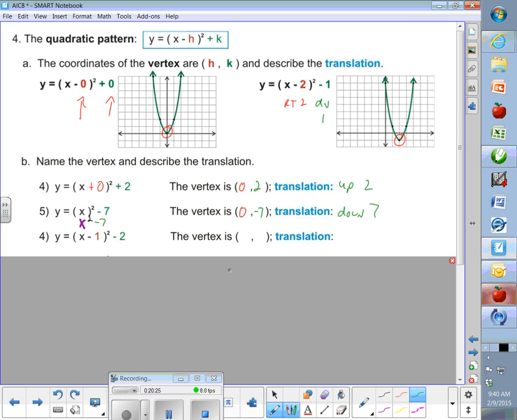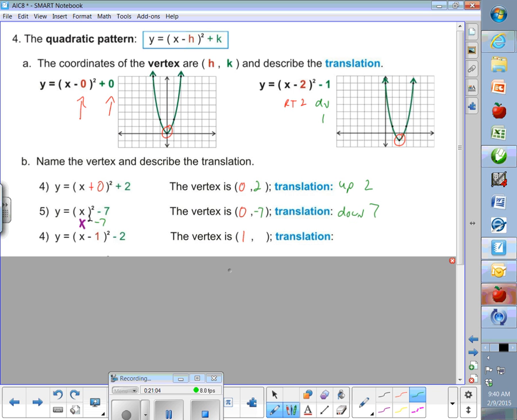I want you to fill in the value of the vertex, and I want you to say which way it's translated. So everybody doing that. Fill in the value of the vertex, the h and the k value, and then say how this is translated. Do the h first, do the k second. Fill in the h, k. Determine the value of the translation. Who wants to give me h and k? Quinn, what's h and k?